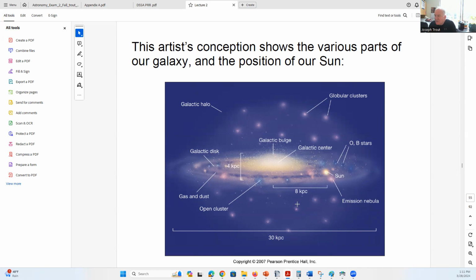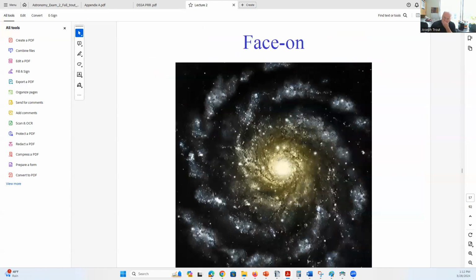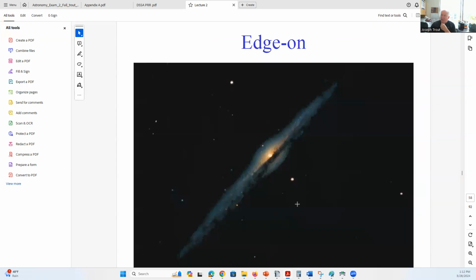So this is an artist's conception of the various parts of our galaxy and the position in relation to our sun. And we have these galactic spiral arms, and as clouds of gas and dust move through these spiral arms, the increasing density triggers star formation, right? And this may contribute to the propagation of the arms. So if we look face on, this is what we expect it looks like. And here it is edge on.